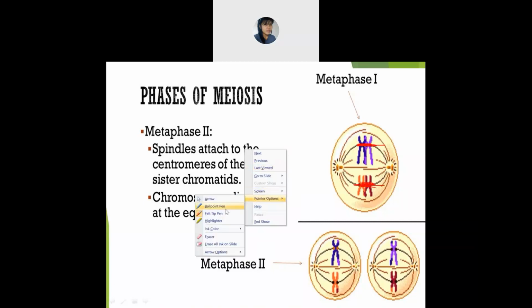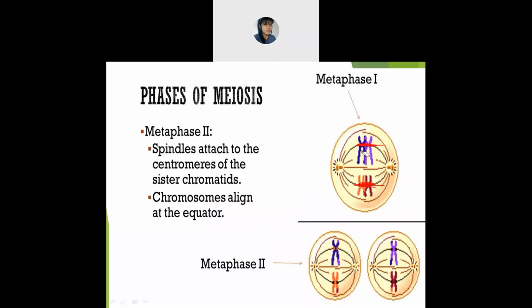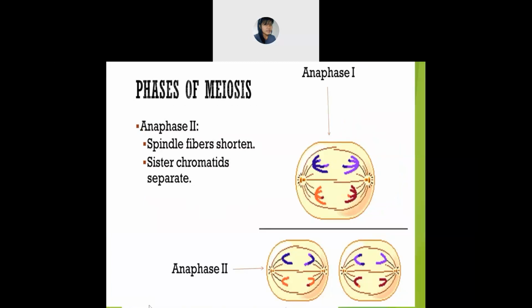Centromeres. Okay, so these are known as the centromeres. So the spindle fibers will meet at this point, which is known as the centromeres. And the chromosomes line up at the equator, meaning the middle, and in here they will be located. Is it clear about the metaphase one, everyone? Yes, ma'am.